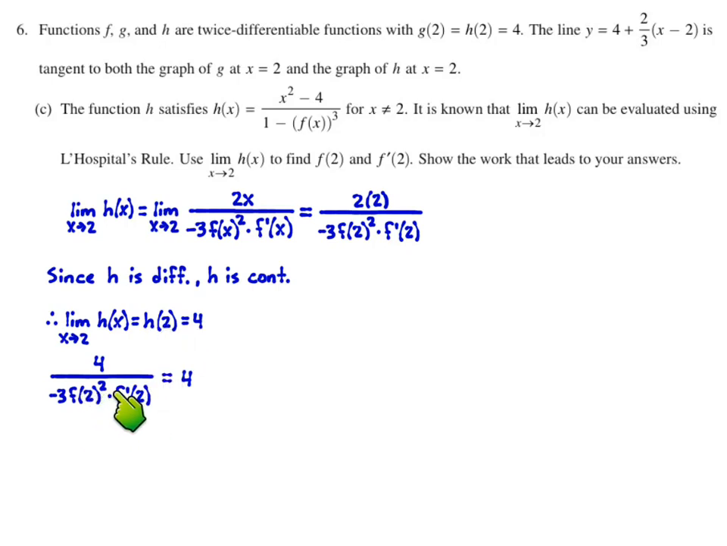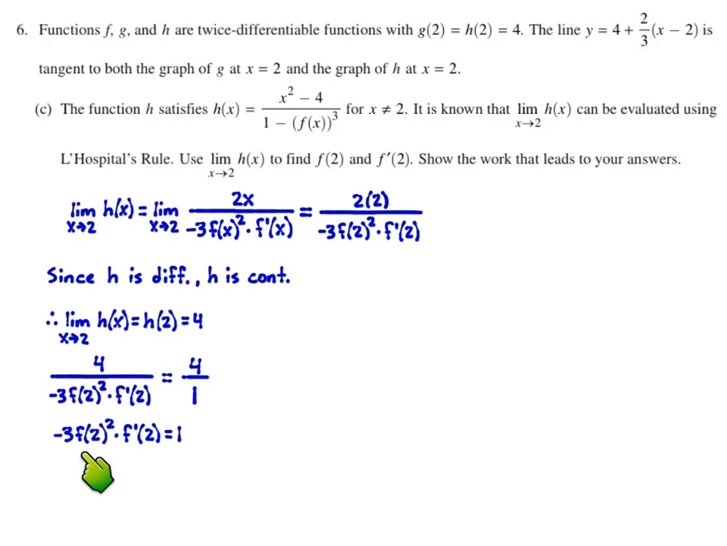Now from here, I notice that the numerator is 4 on this side, and on this other side I don't really have a fraction, so I'm going to write it as a fraction. I'm going to just put it as 4 over 1. Since the numerators are the same, that implies that the denominators are the same, so I can just set those two denominators equal to each other. If you didn't like that, you can just cross multiply and simplify from there.